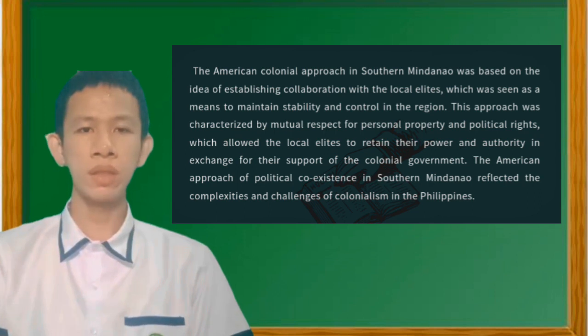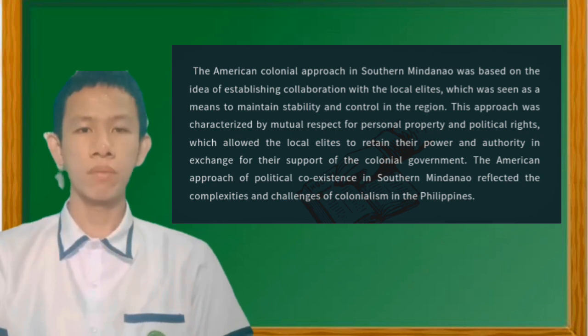To avoid agitating the Muslim leaders, the Americans negotiated and concluded treaties such as the Bates Treaty and the Carpenter-Kiram Agreement. These treaties eroded the power of the Sultanate and paved the way for American sovereignty through military force and political maneuvering.